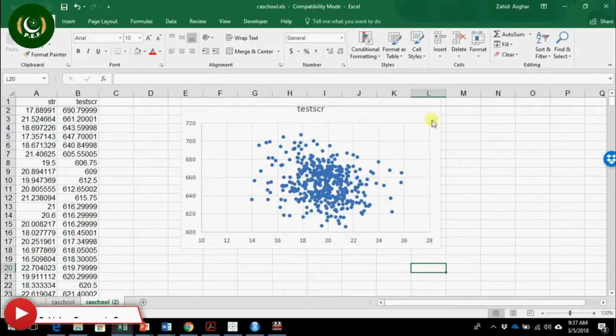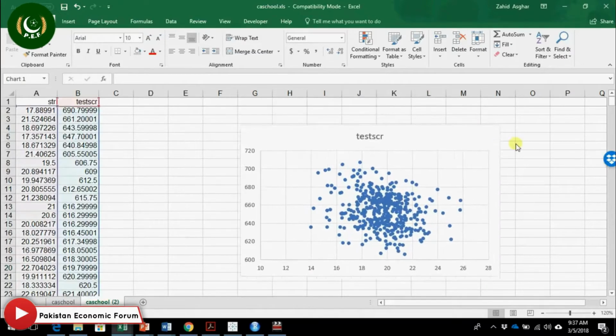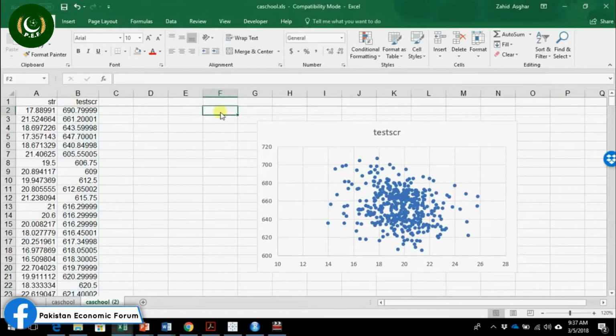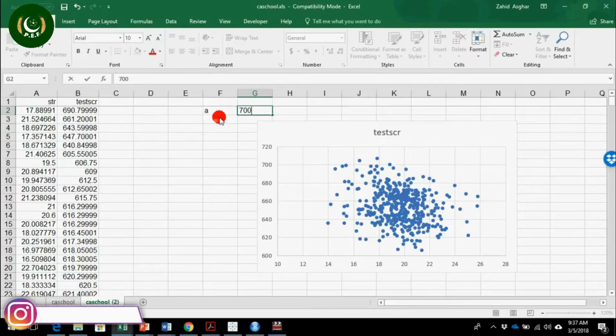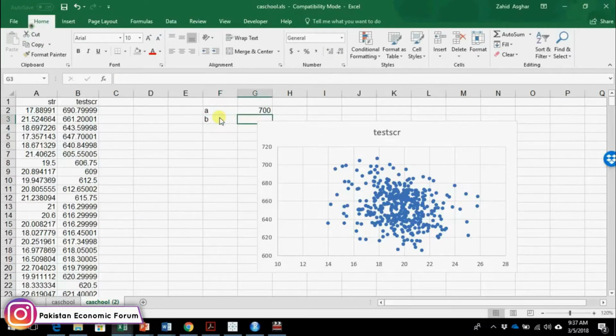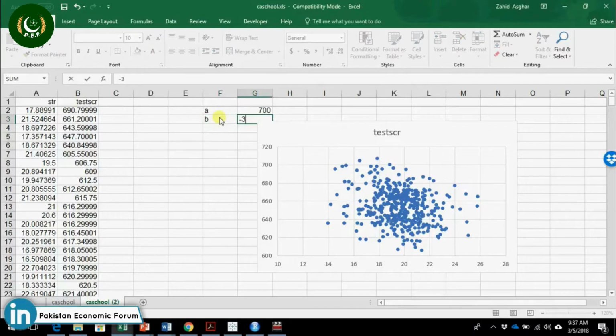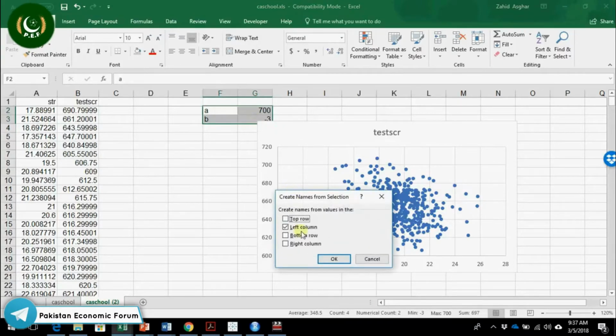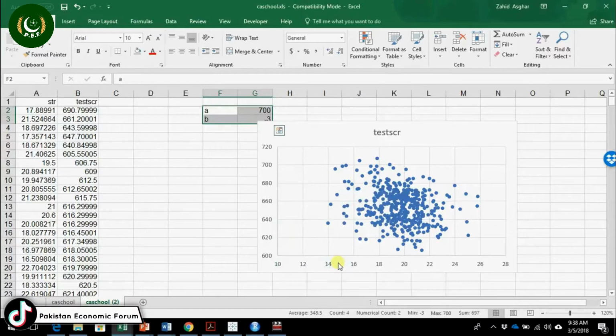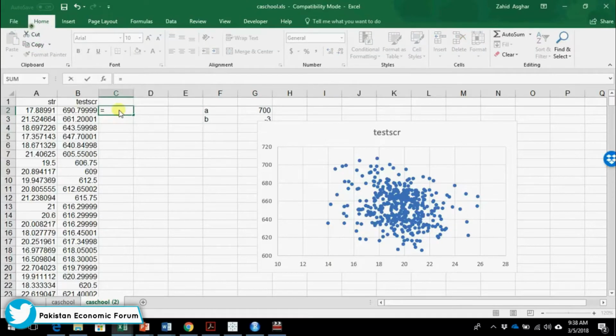Fine. So we have guessed the values of slope and intercept, which I am writing here: A is, let's say, 700, and your B is minus 3. Fine, we just live with the guess. What is your fitted value? I just use names here, naming the rows from the left column, so instead of writing it time and again, I shall simply write here. Look here, what is your fitted value?